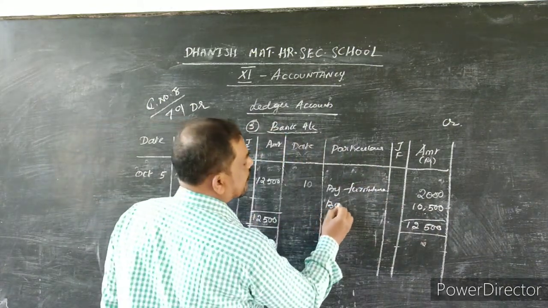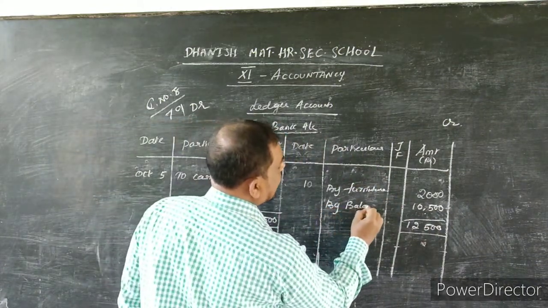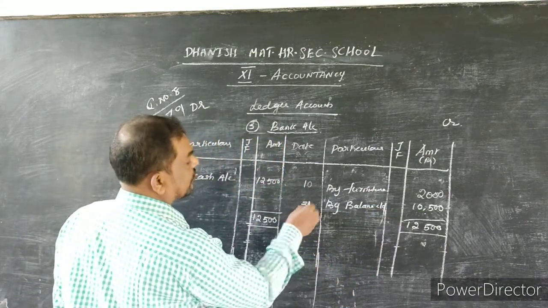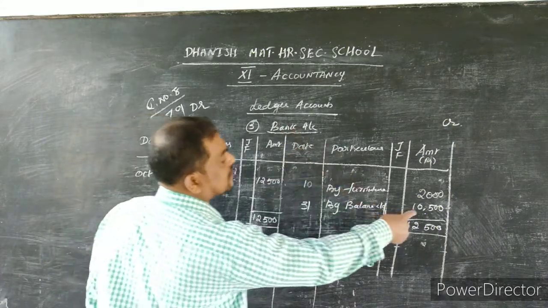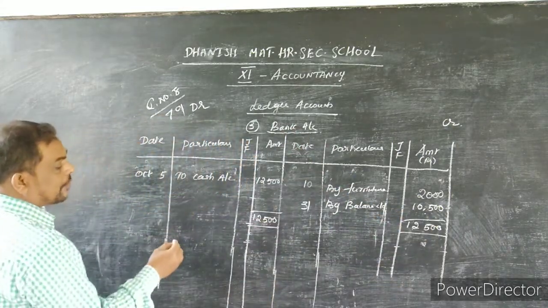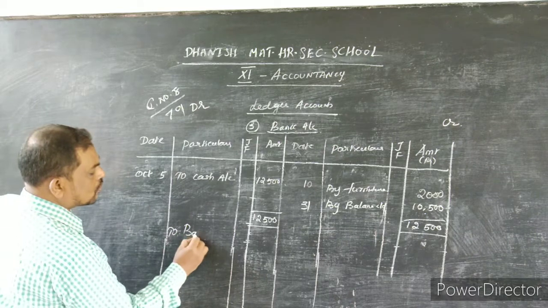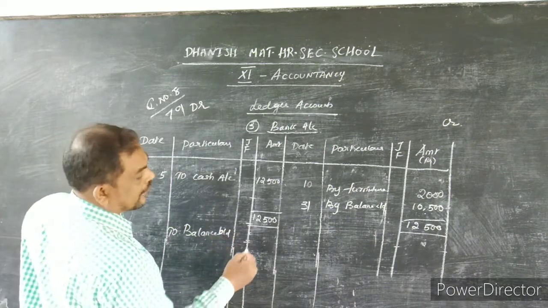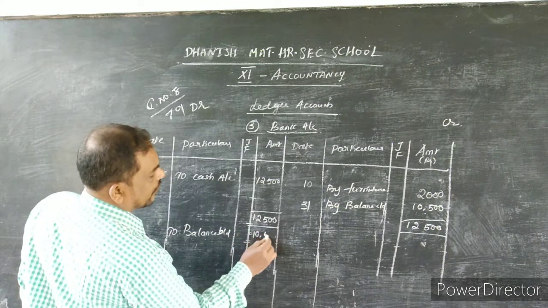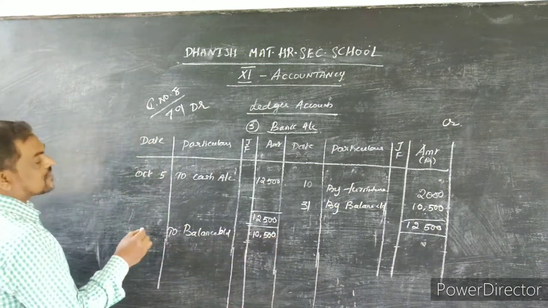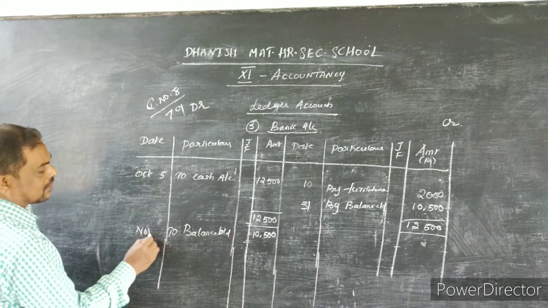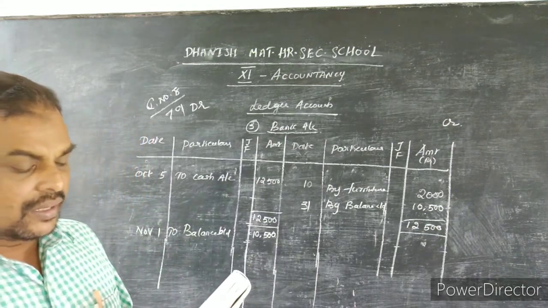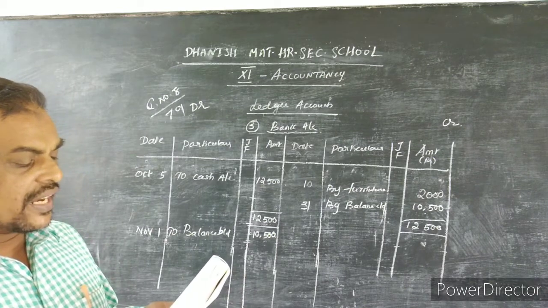What is the closing balance name? By balance carried down. What is the date? October 31st. That is the closing balance of bank, 10,500. It will come in the opening balance as to balance brought down. How much? 10,500. What is the date? Next month, November 1. Okay, now come to the next journal entry.